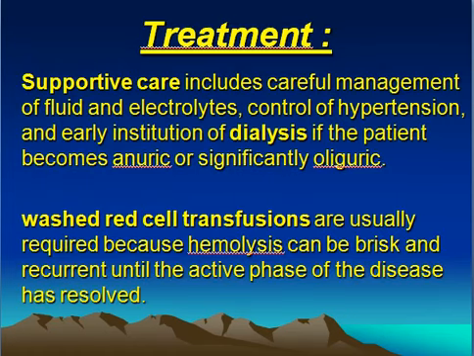Treatment: supportive care, including careful management of fluid and electrolytes, control of hypertension, and early institution of dialysis if the patient becomes anuric or significantly oliguric. Washed RBC transfusions are usually required because of hemolysis and can be brisk and recurrent until the active phase of the disease has resolved.